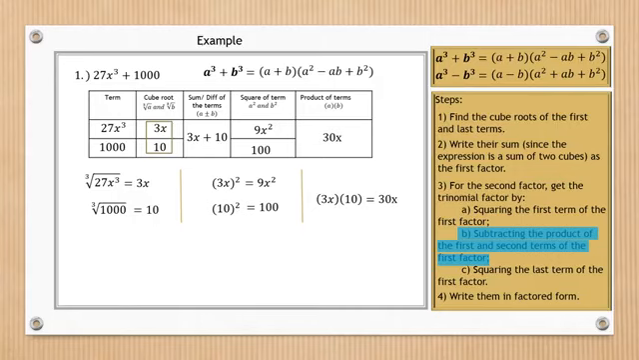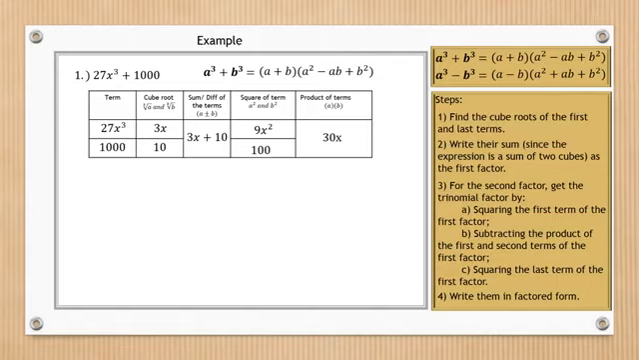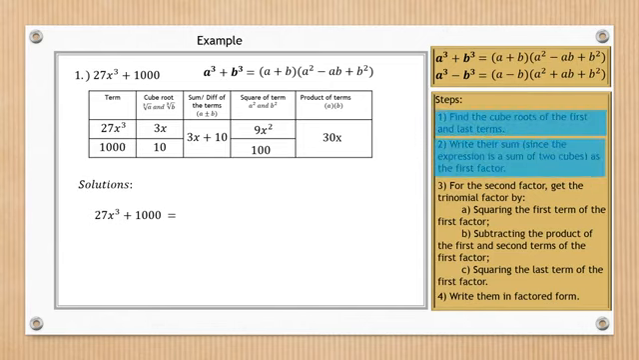This time our table is complete. So let's remove everything and go on to our solution. This is now the solution. When you have a table, it is very easy. First, write down the given, then equals. Now you have to find the factors. Let's go back to our steps. First step: find the cube root of the first and last term, which we already have. Second: write their sum, since the expression is a sum of two cubes, as the first factor.